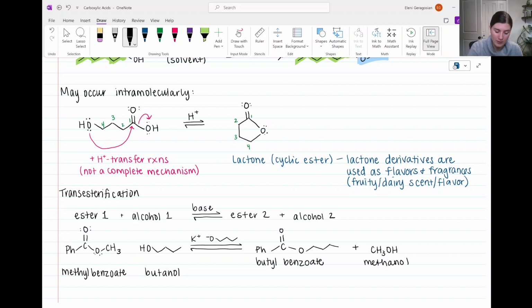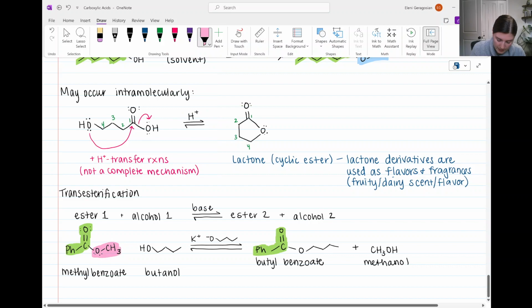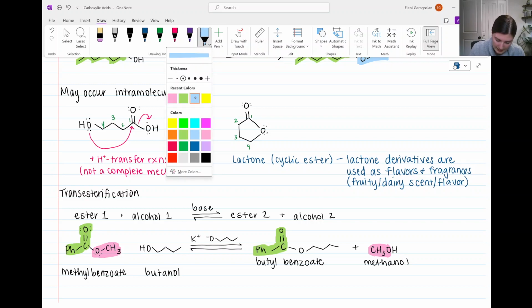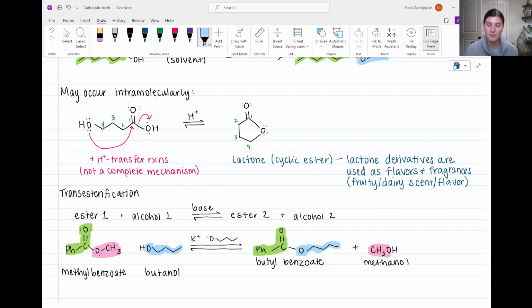as the second alcohol. So let's trace some atoms here. The carbonyl and the phenyl group are present in both esters. This OCH3 is now present in the second alcohol, so the alcohol product. And then this oxygen with the 4 carbon chain is now present in the second ester, so the product ester.